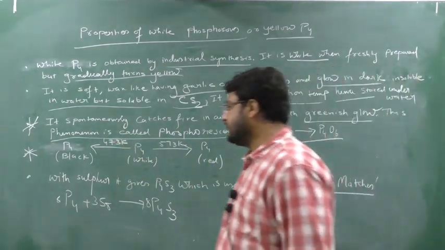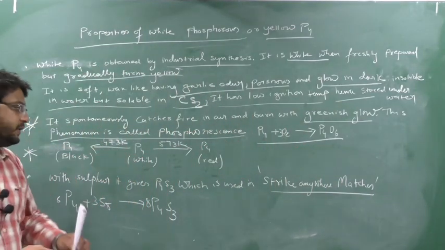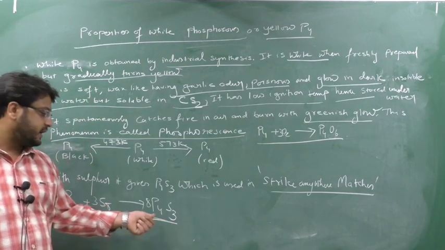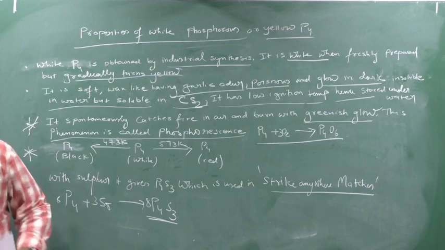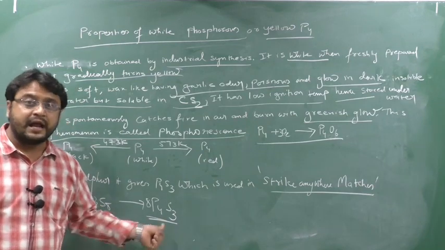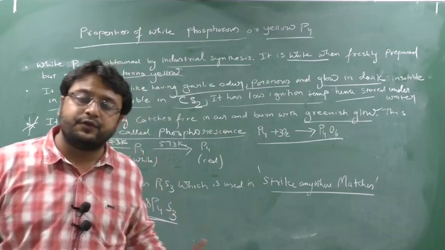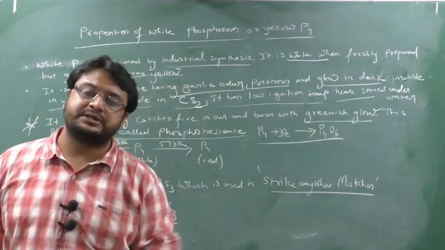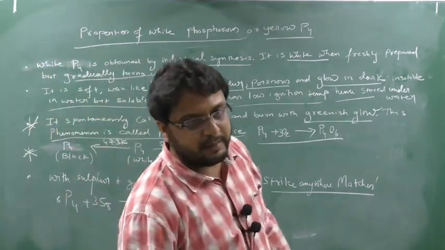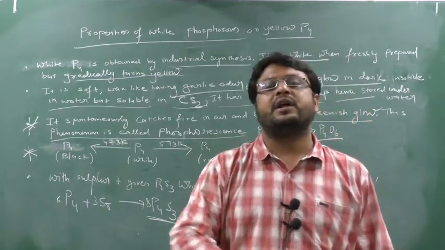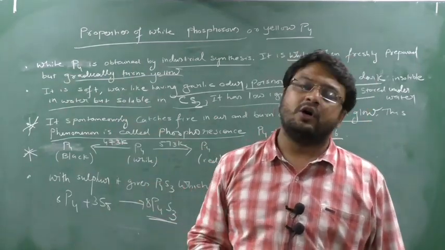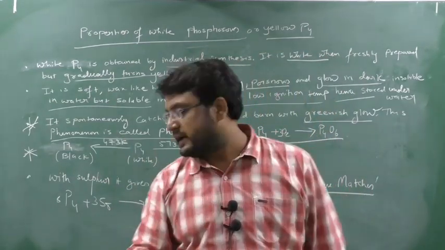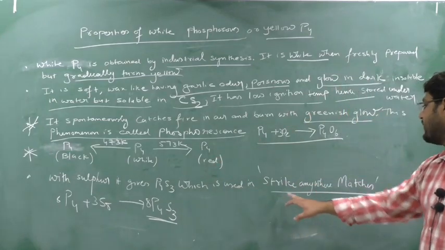Next is very important, that whenever phosphorus reacts with sulfur, it will form P4S3 compound, tetraphosphorus trisulfide, and this P4S3 compound is used in matches. The matches are known as strike anywhere matches. You know that in the market also magic matches are available. Whenever you strike, whether on wood, or on iron, or on your wall, it will start to ignite, it will start to burn. So that type of matches we call strike anywhere matches.